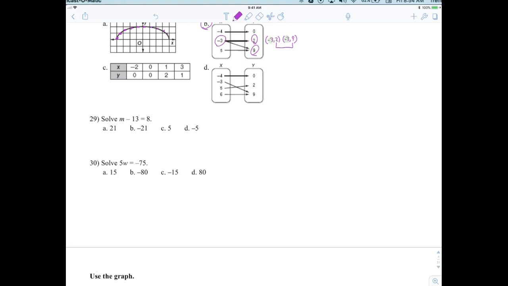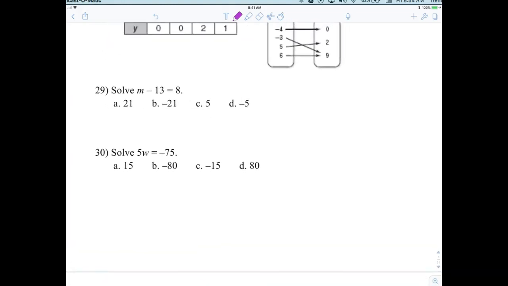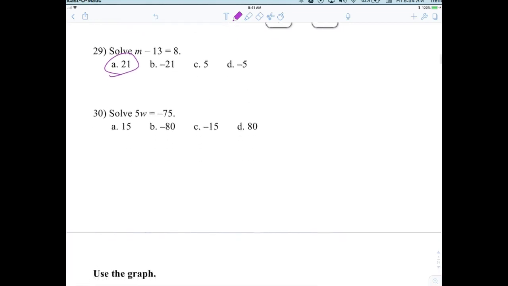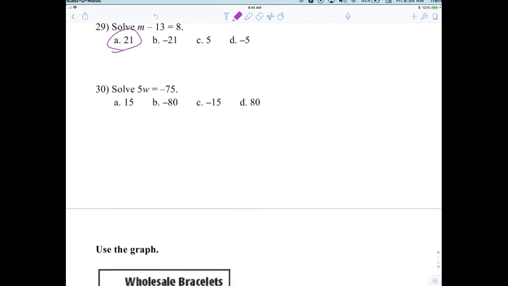All right, number 29 should be pretty simple for you. Just say m equals 21. All right, number 30, w equals negative 15. Come on, guys. Now, some of you, this was a weakness. So just verify, double check yourself.